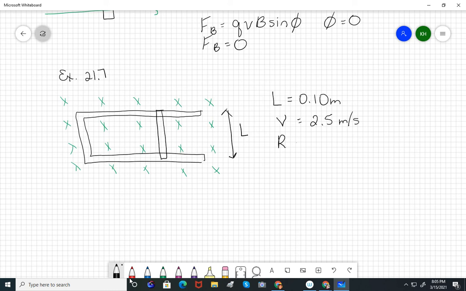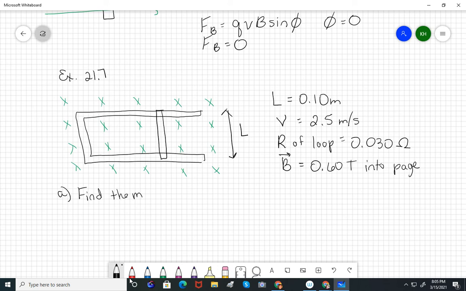The resistance of the loop is 0.030 ohms. And the magnetic field strength is 0.60 Tesla into the page or the screen. Start off with finding the induced or the motional EMF. That's easy. The motional EMF is simply vBL.